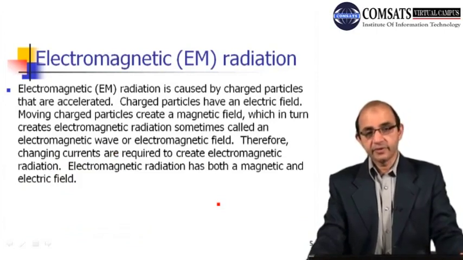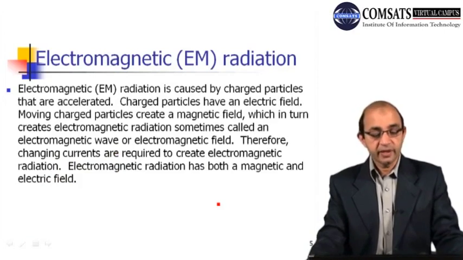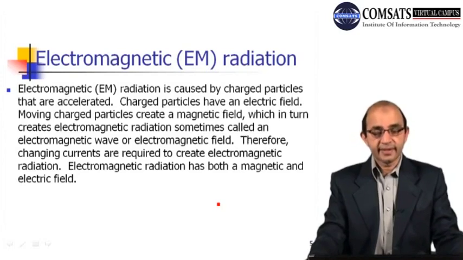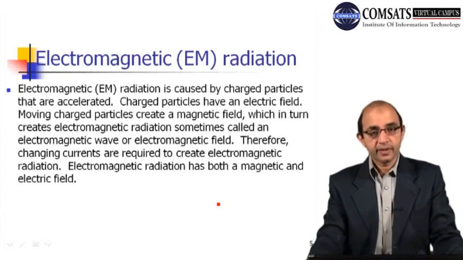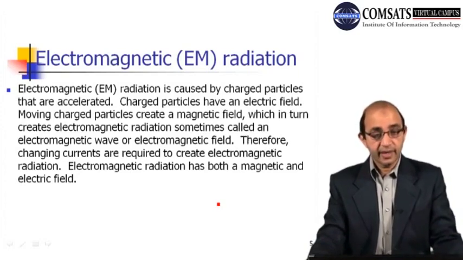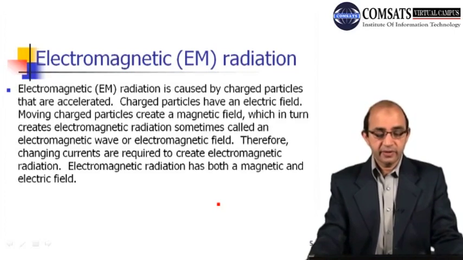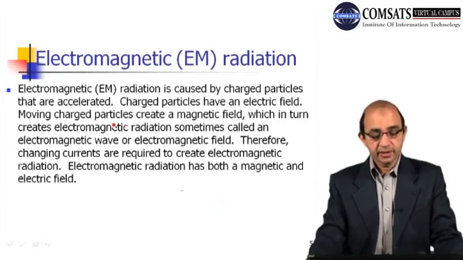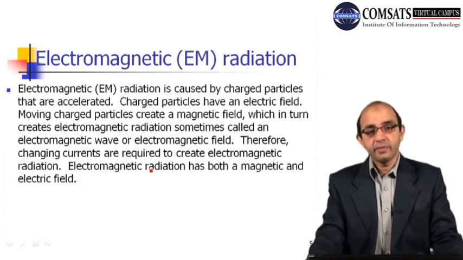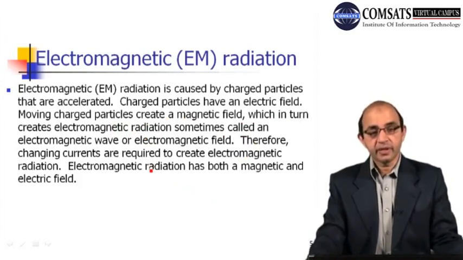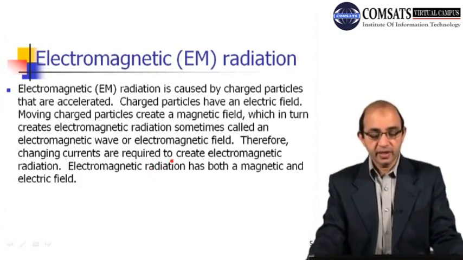So as a result, we can say that we have the electromagnetic radiations. They are caused by charged particles that are accelerated, that are moving with some velocity. So those charged particles have an electric field if they are static, so they produce an electric field in their surroundings, but the moving charged particles create a magnetic field, which in turn creates electromagnetic radiations. So sometimes we name it electromagnetic wave, or in some other literature you can see electromagnetic fields.